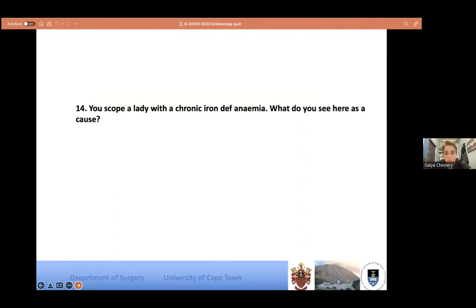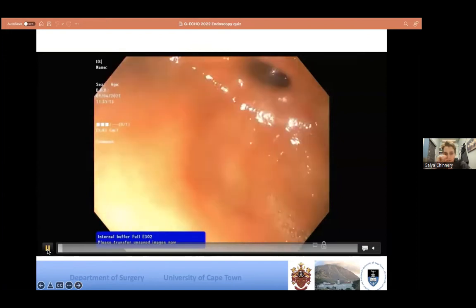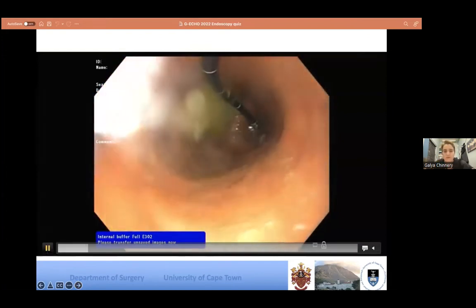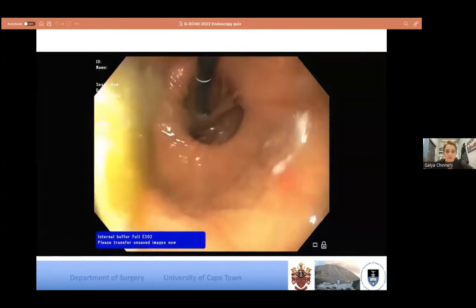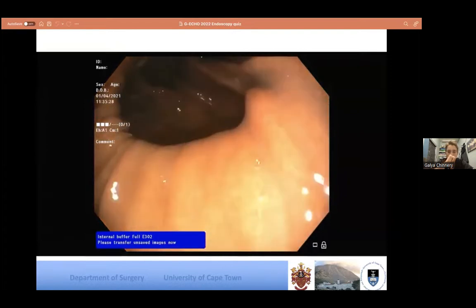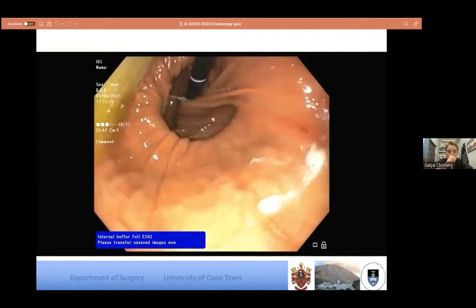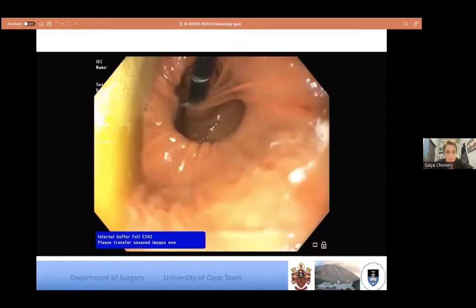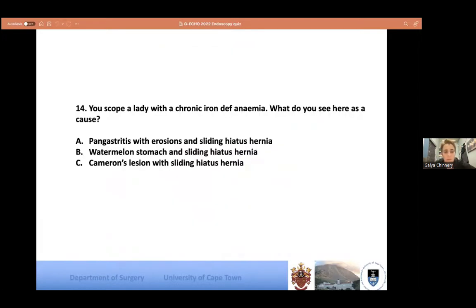Okay, you scope a lady with a chronic iron deficiency anemia. What do you see here as the cause? Here's the scope. And you're retroflexing. You see quite an impressive hernia. And my question is, or my answers are that you can choose gastritis with erosions and a sliding hiatus hernia, a watermelon stomach with a sliding hernia, or Cameron's lesions with a sliding hernia. I hope that you answer this one really quickly.